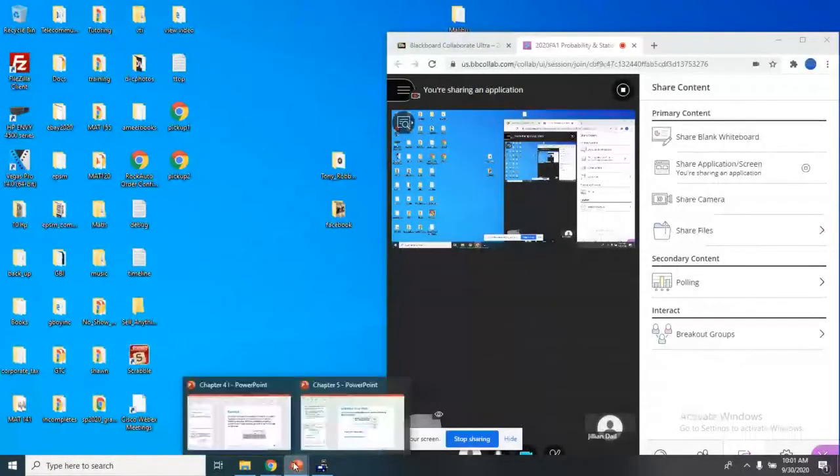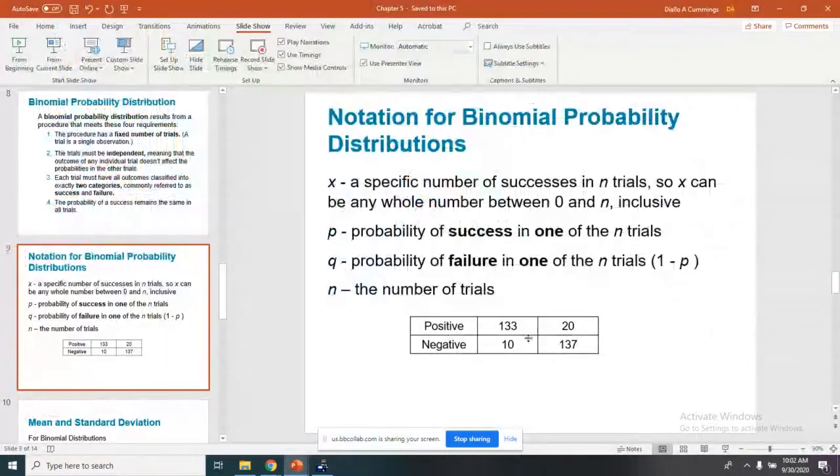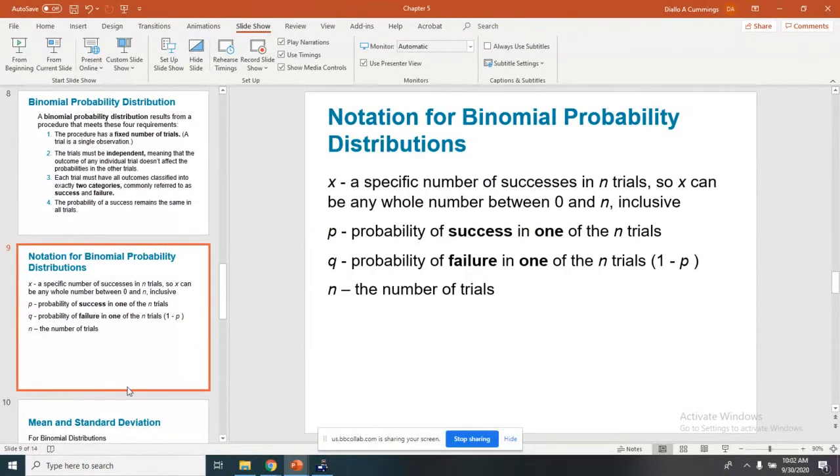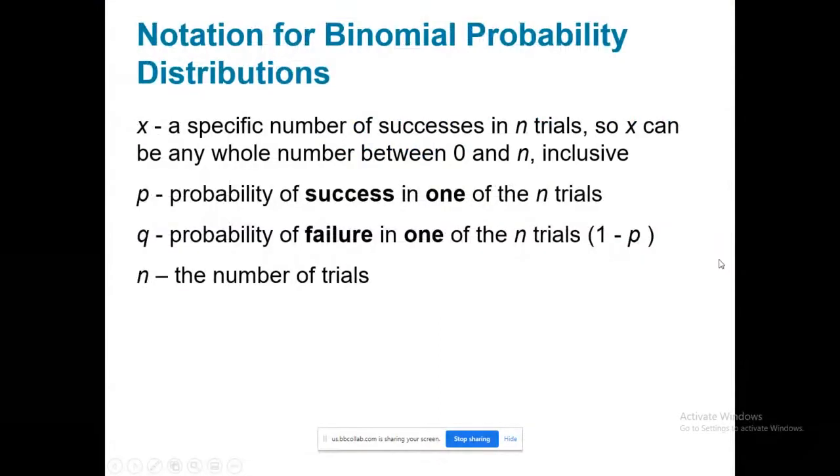Okay, on our next slide, that's not actually supposed to be there. Okay, I don't know how that chart got in there.